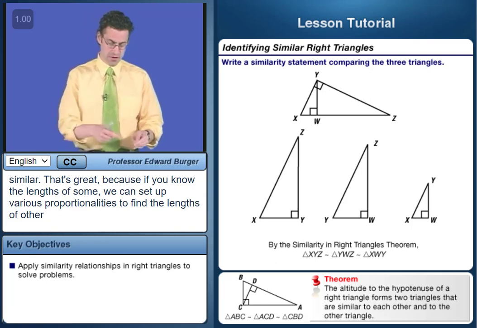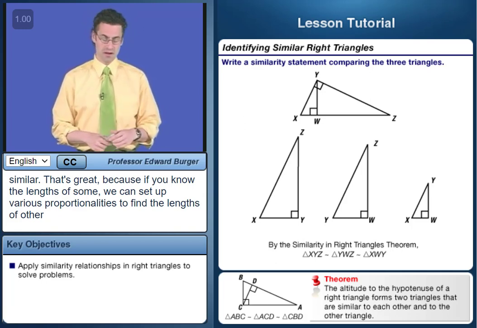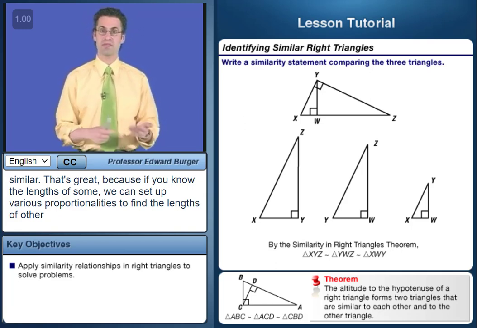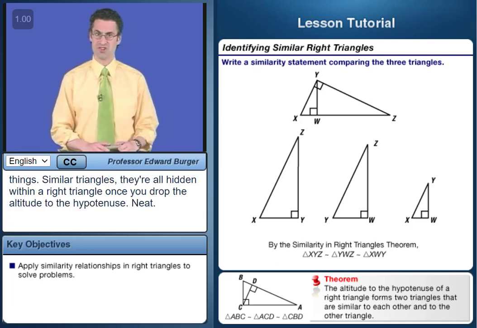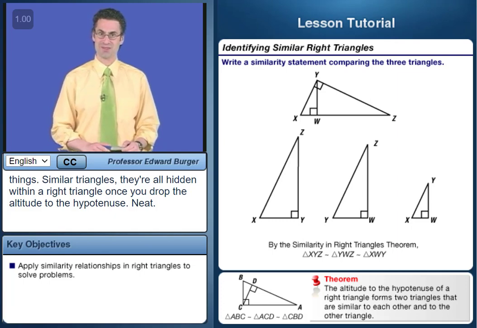So that's great, because if you know the lengths of some, we can set up various proportionalities to find the lengths of other things. Similar triangles, they're all hidden within a right triangle once you drop the altitude to the hypotenuse. Neat.